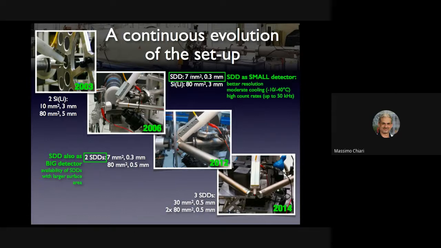So starting with the first SDD coming on the market, with small area and small thickness, we started replacing the detector for low energy X-rays, and then we started replacing the detectors also for the higher energy X-rays when the larger area and thicker detectors appeared on the market. And nowadays we are using two twin large area SDD arrays and a small area 30 square millimeter SDD for low energy, for low Z element detection.